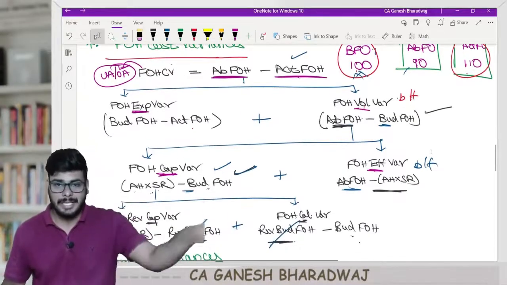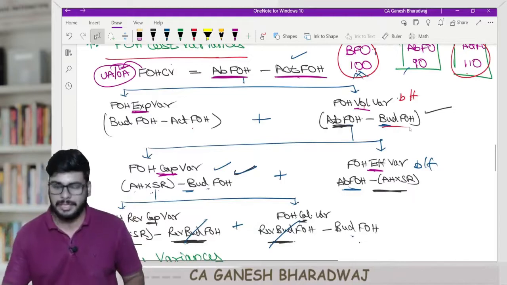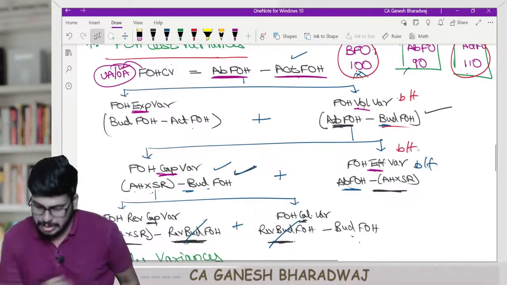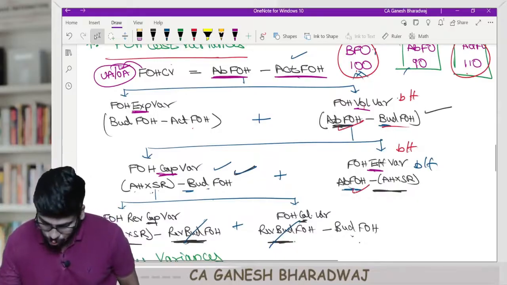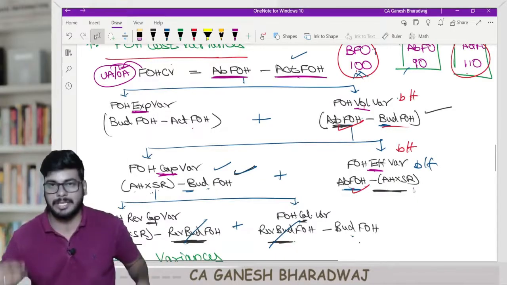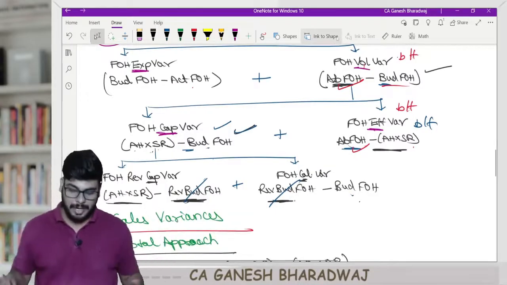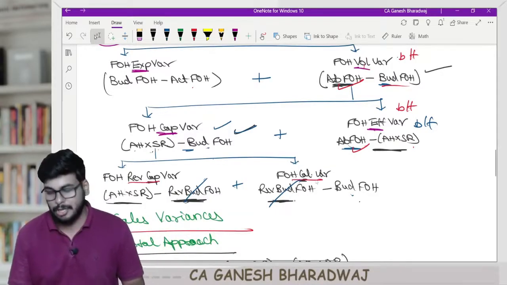Capacity variance is AH into SR minus budgeted fixed overheads. Now here I need to arrive at the topmost figure. So once again use the concept of balancing figure. Absorbed fixed overheads minus AH into SR. You get this. Now your fixed overhead capacity variance gets classified into two: revised capacity and your calendar variance.